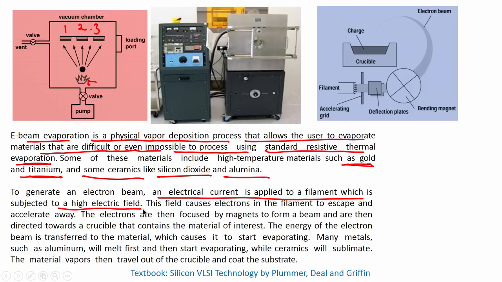If you see this particular diagram, we have a filament, right, which is at high electric field, and then there is an accelerating grid, then there are deflecting plates, and here is a bending magnet. So, the electrons generated from here will bend and get incident on the crucible. You see there is a crucible here, and within the crucible there is nothing but your material.